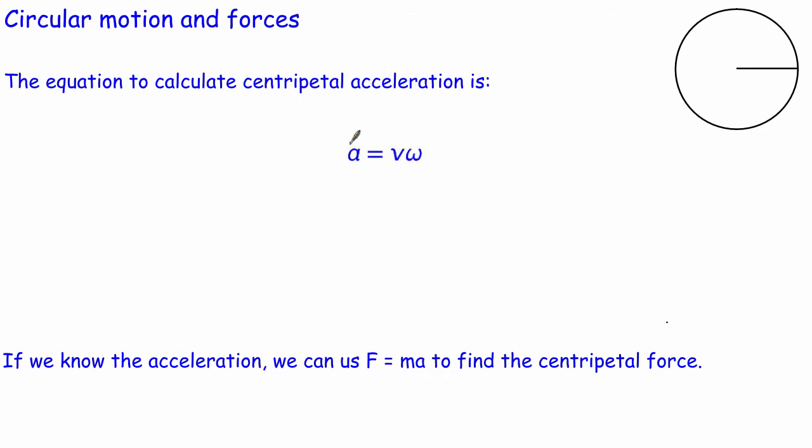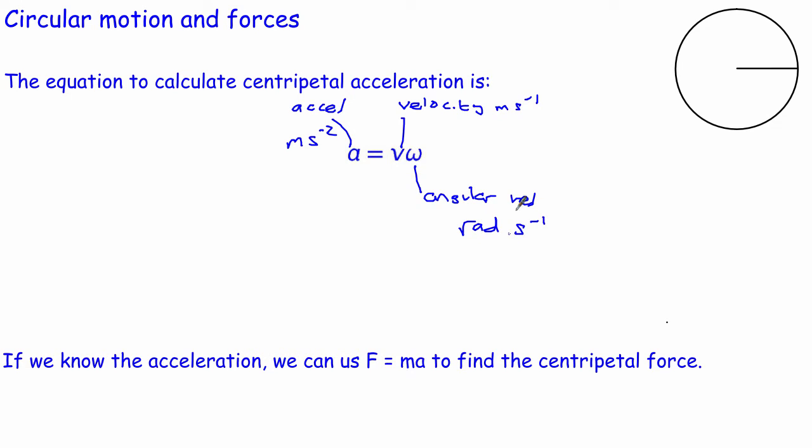It's given by this equation here. So this is the acceleration, a, which is measured in meters per second squared, as you already know. v is the speed of the object, which is the velocity of the object, which is given in meters per second. And omega, this thing here, not w, omega, is the angular velocity, and that's measured in radians per second. And this thing we met in the previous video.